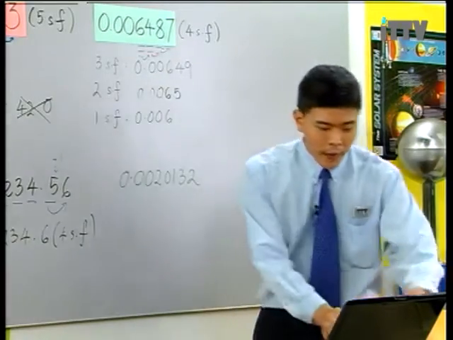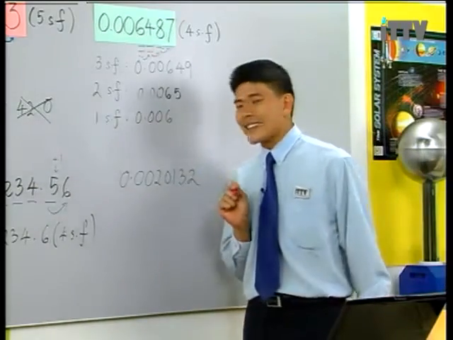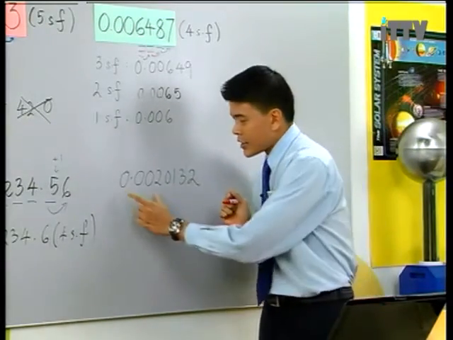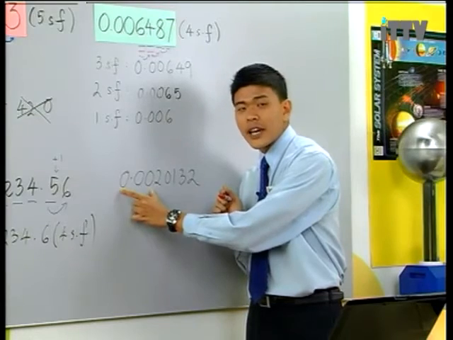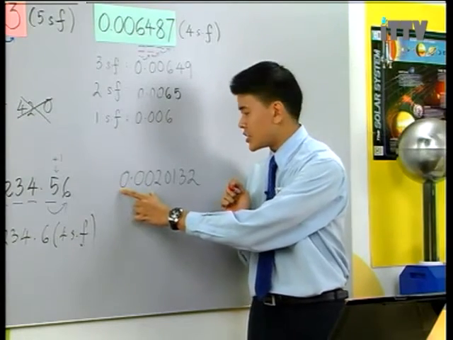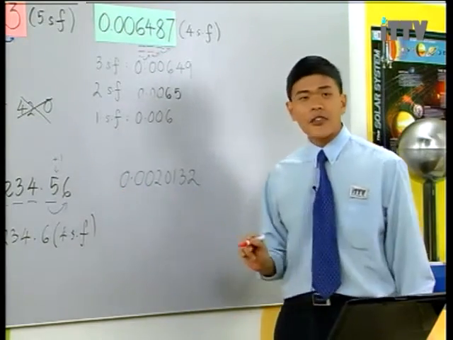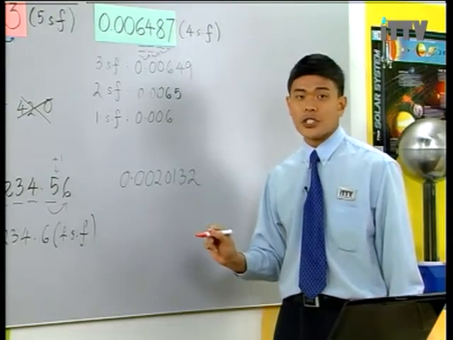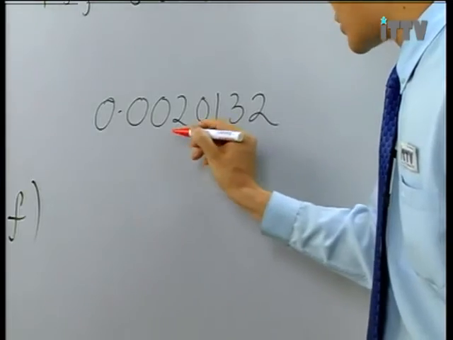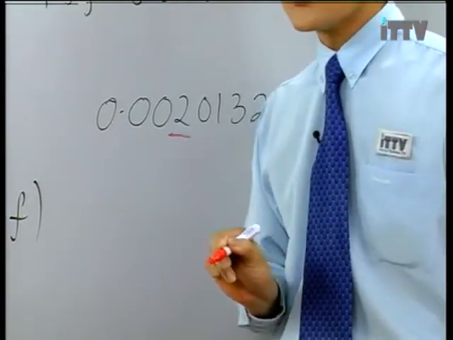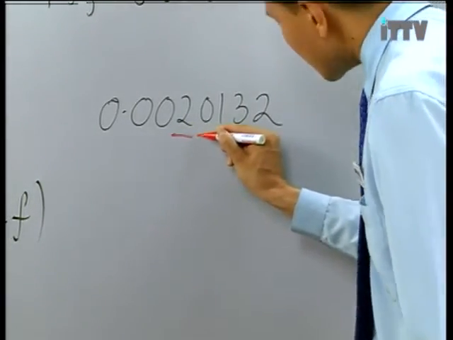Okay, so what do we do? Use the case 2 method. Leading zeros do not count because they are not significant figures. We learned this in the rules of significant figures. So start from the first non-zero digit. And we want to round it off to 2 significant figures. Underline the first 2.